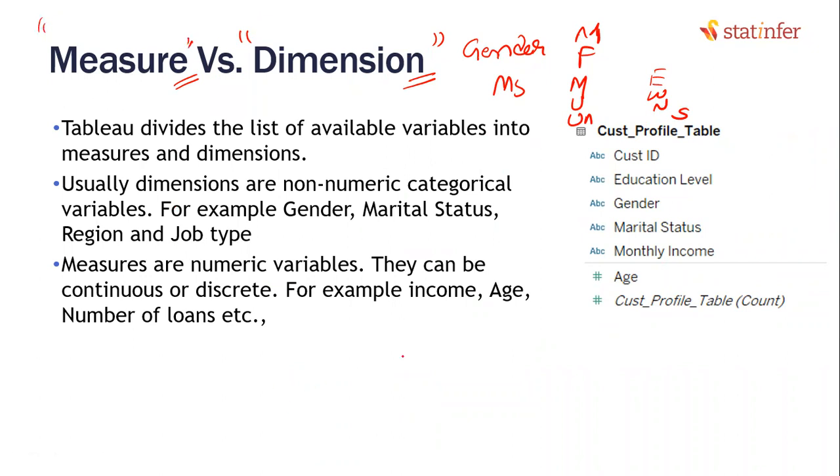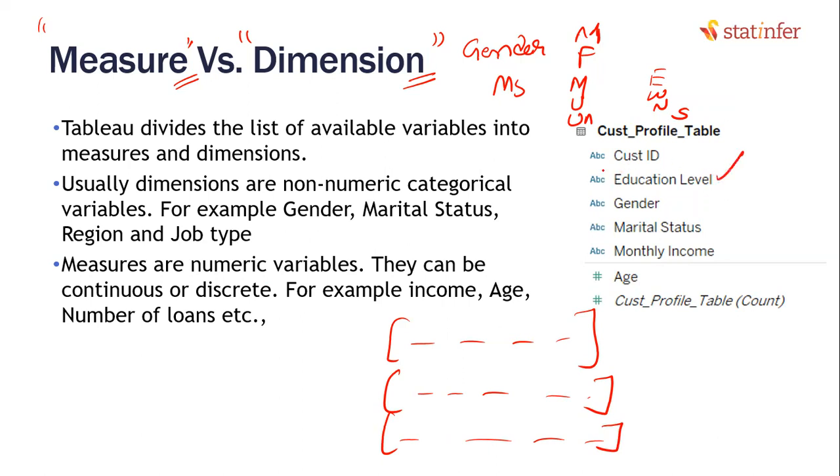What are they? Income. You can find the average income. It's a range of values. Age, it takes a range of values. Number of loans, range of values. They are known as measures. Usually, if you take this data, educational level is a dimension, gender is a dimension, marital status is a dimension, monthly income. It is actually a measure, but it is read as a dimension here.